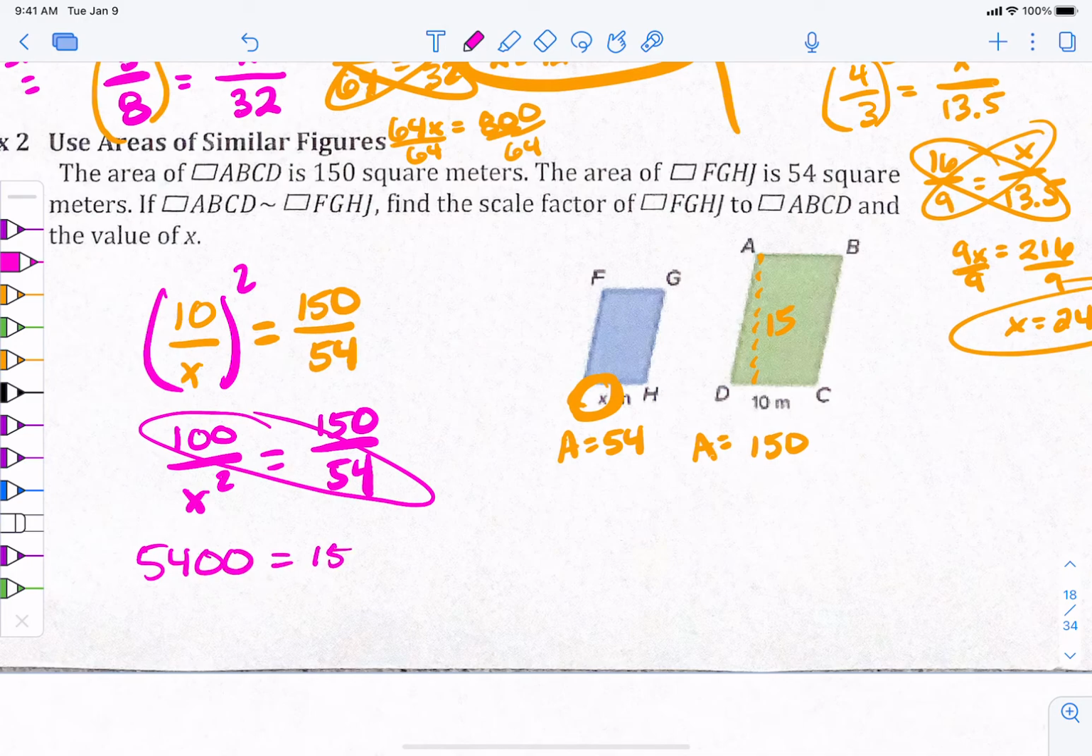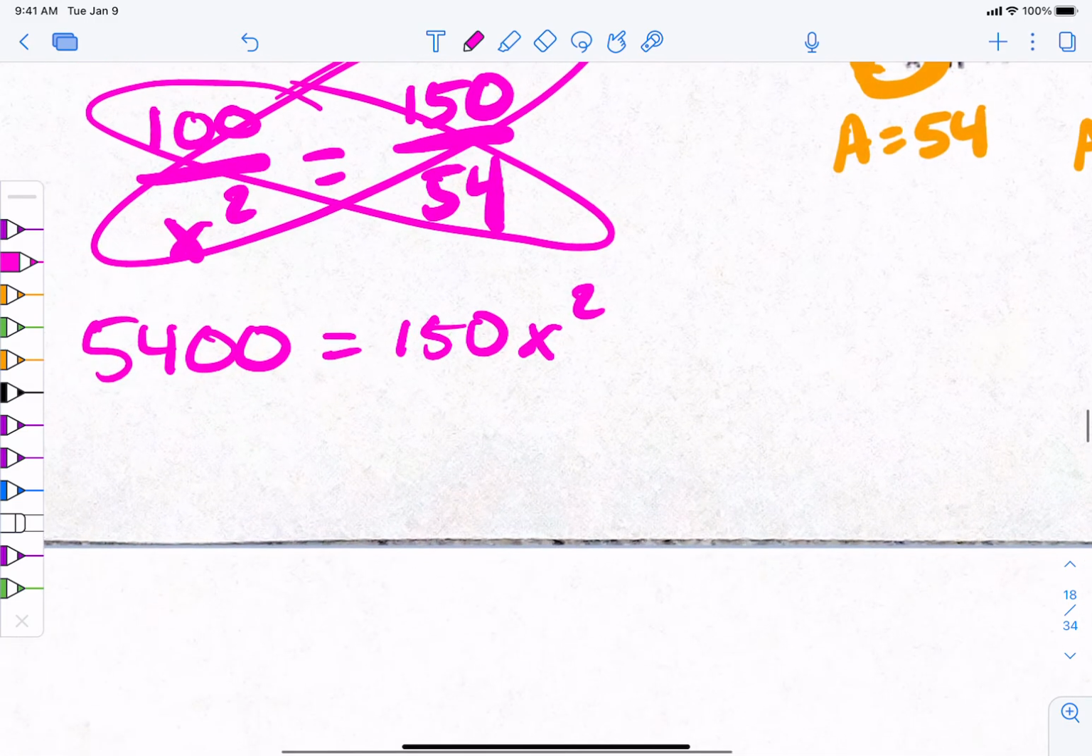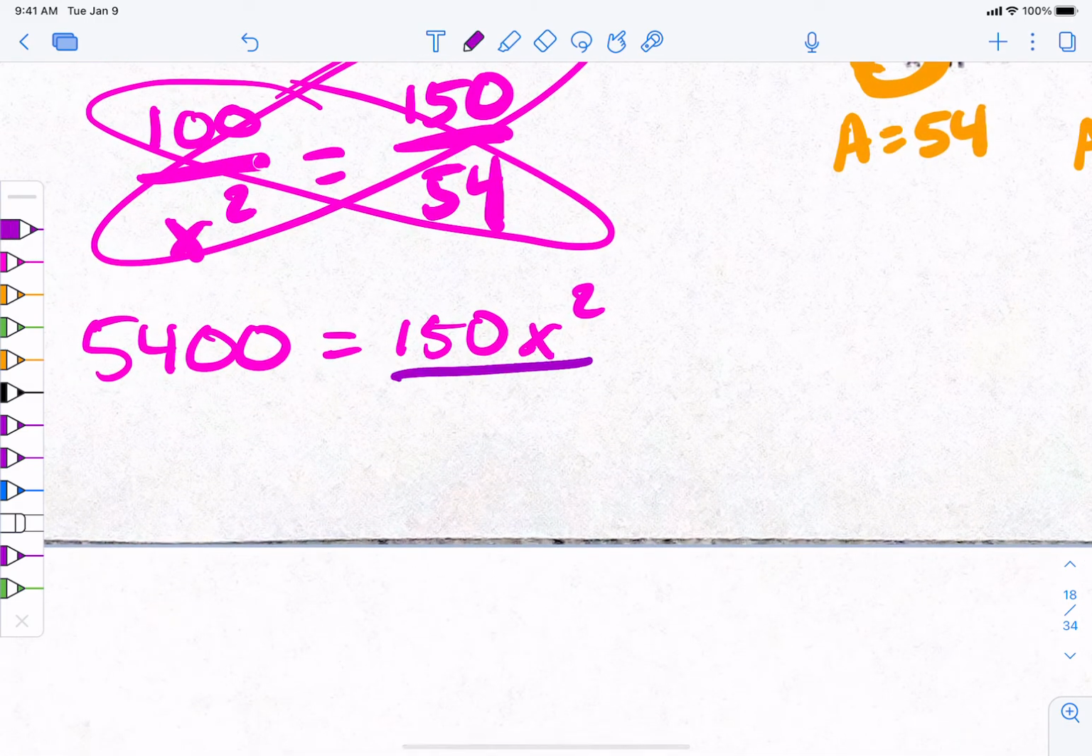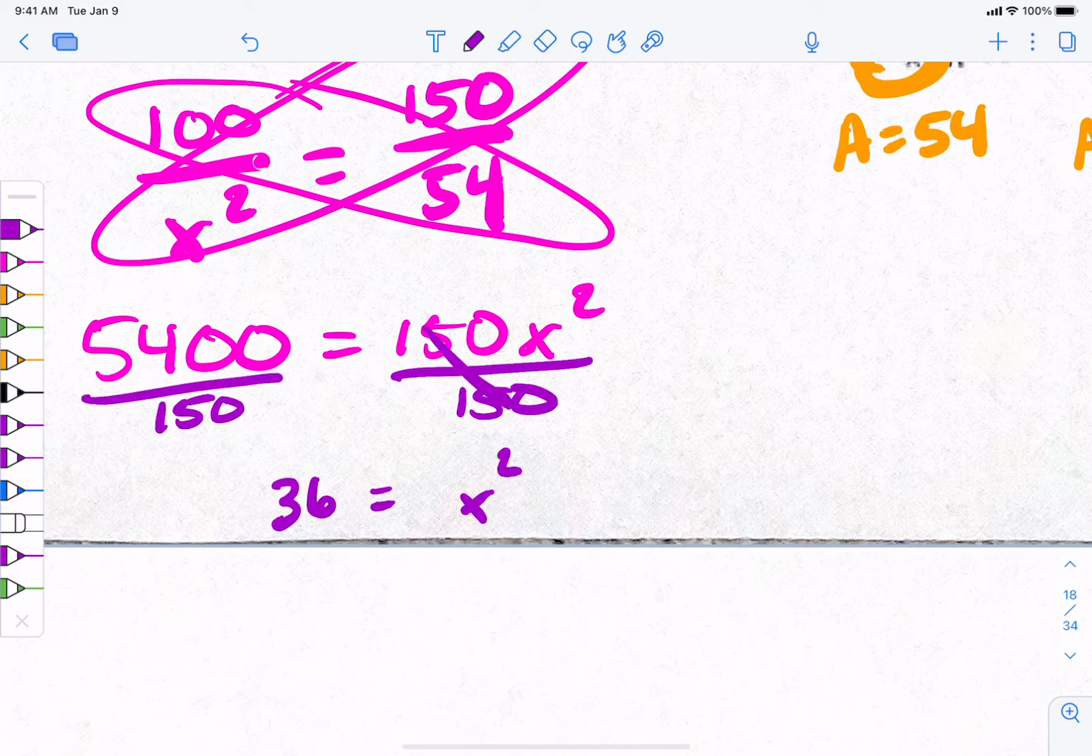150x squared, if we cross multiply. Okay. So just what Tegan said. Now we're going to divide by 150. What's 5,400 divided by 150? 36. Take the square root. So it's 6. x equals 6. There you go.